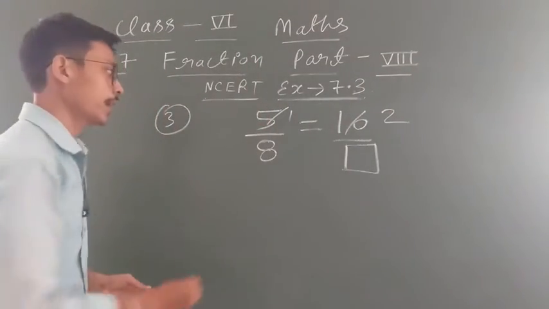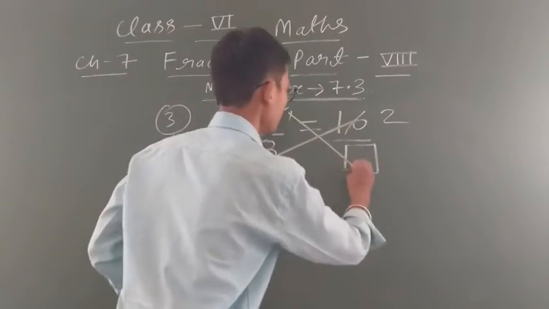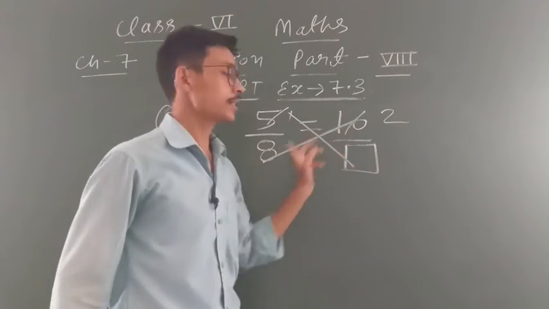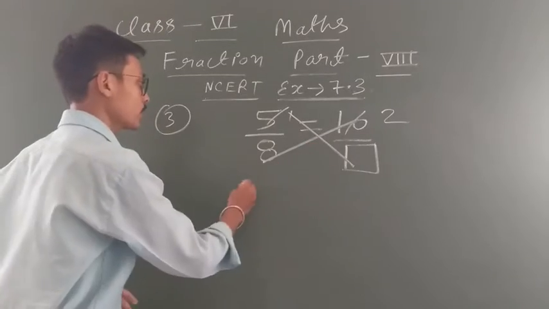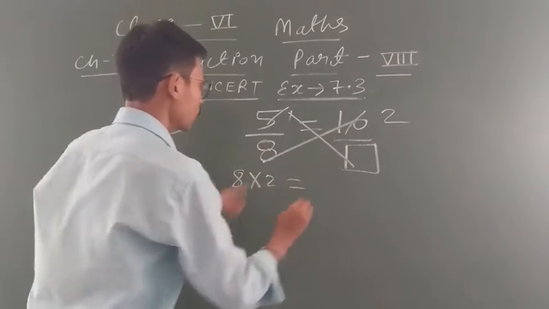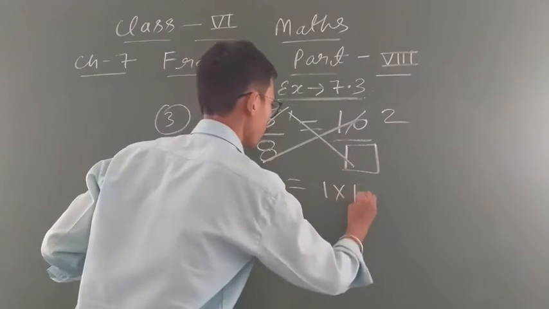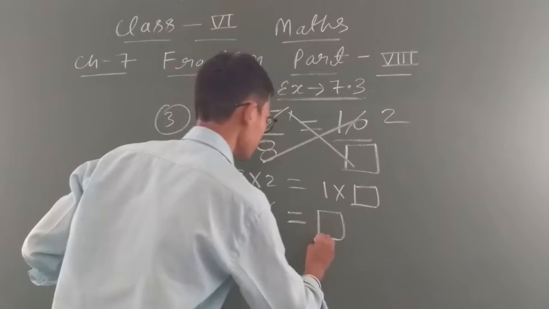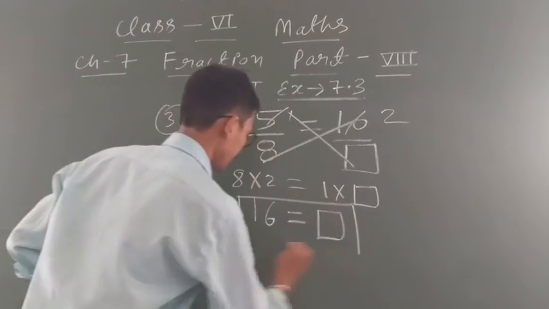Okay, student. Now you do cross multiplication. Some students will reduce 2 and 8, but you are not able to reduce this, student. Why? Because this is the cross. Okay. So now 8 into 2, cross multiplication. So 8 into 2 is equal to 16, and 1 into box. Okay, student. Now you know that 16 equal to box. So this is our correct and appropriate answer.